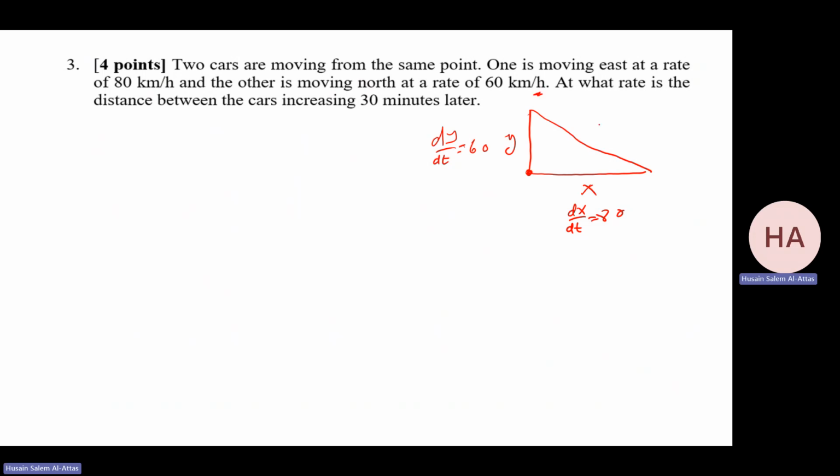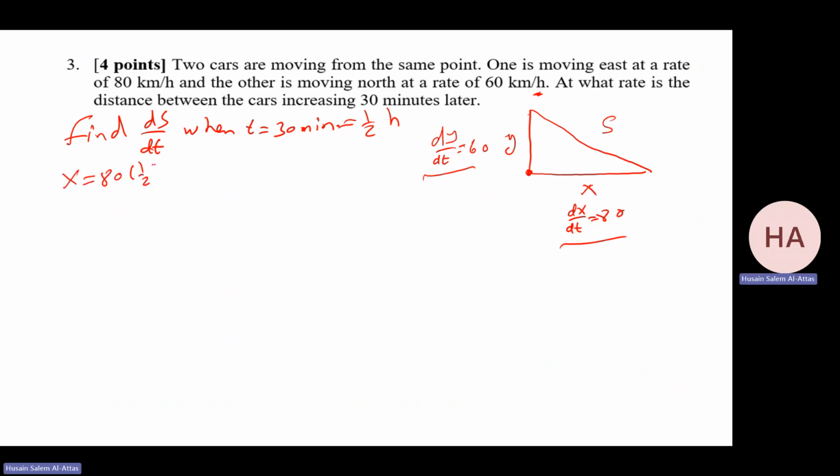Look, he's using per hour. You want to find ds over dt when t equals 30 minutes. What is 30 minutes per hour? Half an hour. If we do the derivative, I need x and y, which I can get from the time, like what we did. So x is 80 times half, which is 40, and y is 60 times half, which is 30. I know s squared equals x squared plus y squared, which implies that s equals 50.